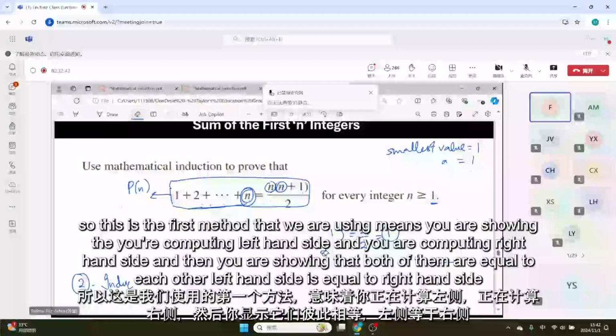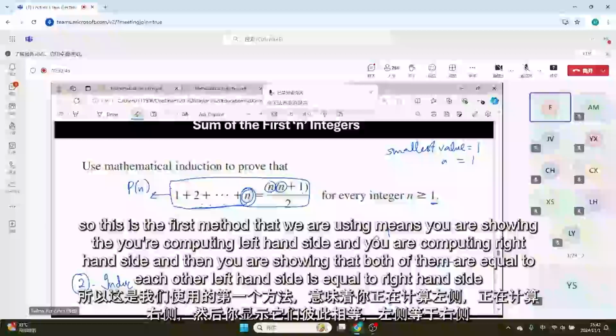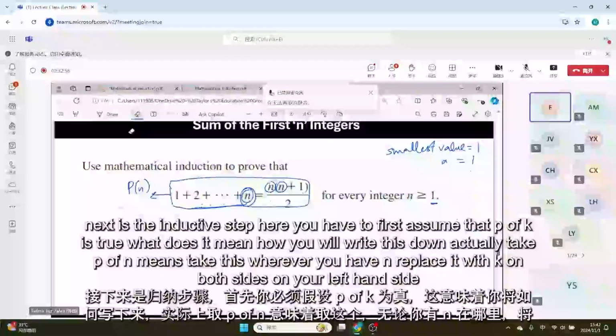So this is the first method that we are using, means you are computing left hand side and computing right hand side, and then showing that both of them are equal to each other. Next is the inductive step. Here you have to first assume that P of K is true.